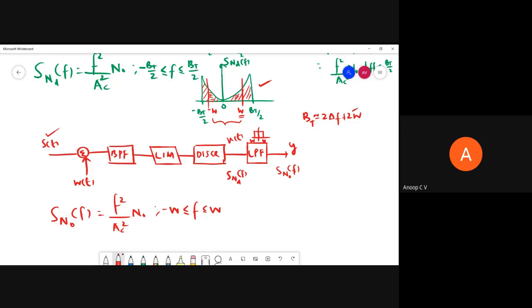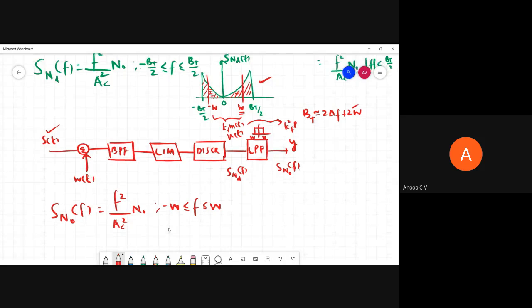So this is our output noise power. Whereas the KF into M of t term will be available as such at the output, because this M of t has frequencies from minus W to plus W, so that will be allowed by this LPF. The output message power will be KF square times P itself, but the output noise power will be decided by this power spectral density.